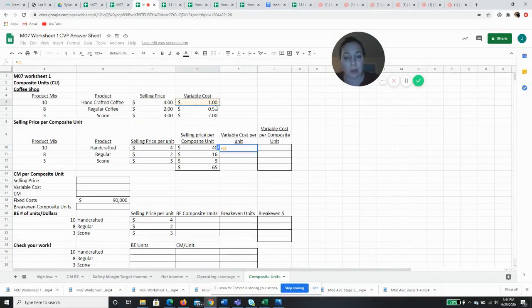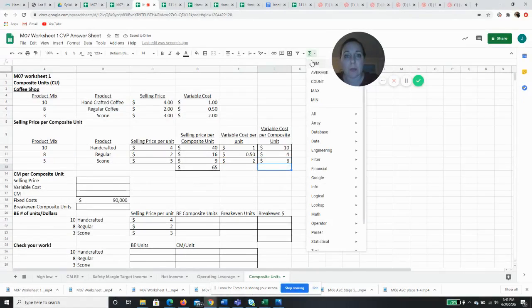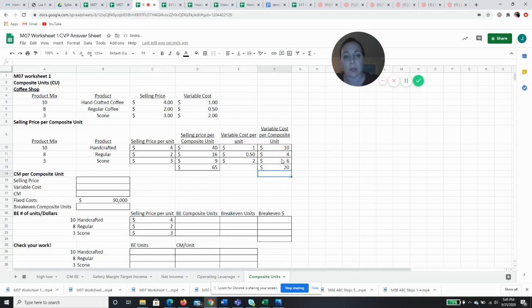So first we get the variable cost for each of our individual products. And then we do the calculation. So our variable cost for our composite unit is going to be $1 variable cost for handcrafted coffee times the 10 handcrafted coffees in our product mix, plus the variable cost for a regular coffee times the number of regular coffees in our composite unit, plus the variable cost for a scone times the number of scones in our composite unit. And when we add all of those up, the variable cost of one composite unit is $20.